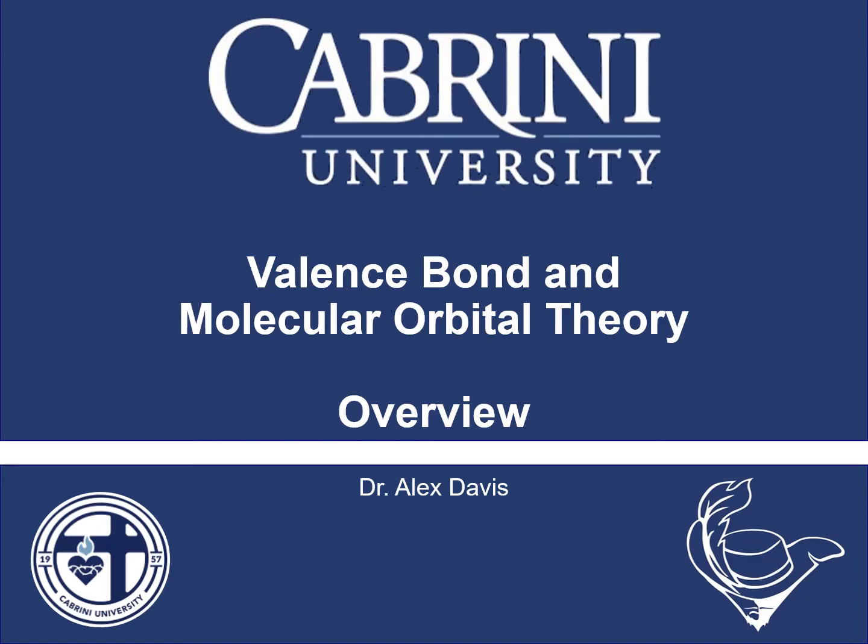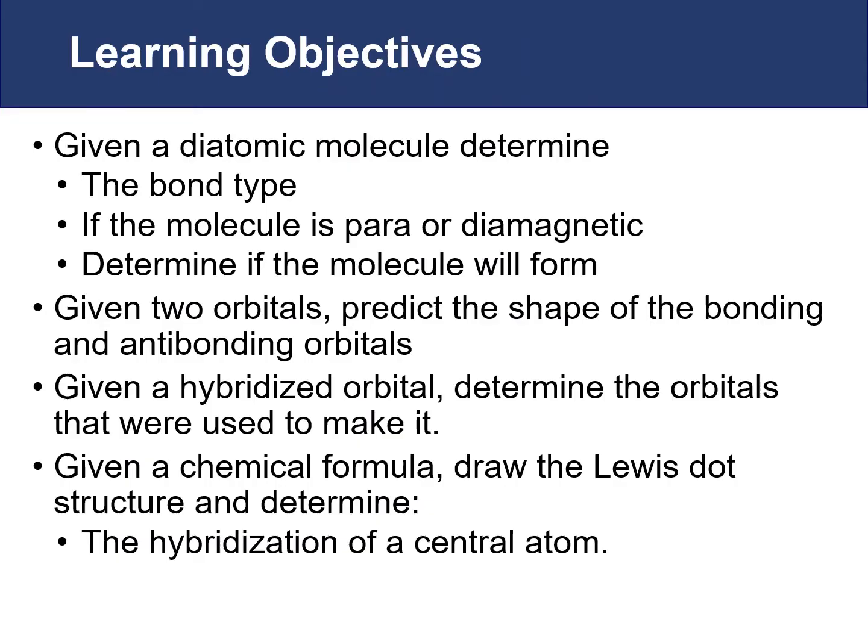This video is meant to provide an overview of the learning objectives for our discussions on valence bond and molecular orbital theory. By the end of this series of videos, you should be able to, given a diatomic molecule, determine the type of bond, if the molecule itself is going to be paramagnetic or diamagnetic, and determine if a molecule will form at all. So if the two atoms will actually form a bond.